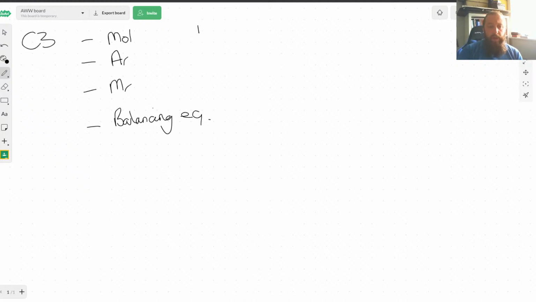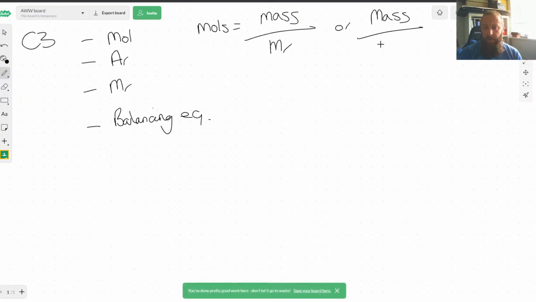We looked at a formula that was moles equals mass over molecular mass. Or if we're looking at atoms, we can look at mass over atomic mass. And that was pretty much where we got up to when we did this on Monday. And realistically, for most of today, we're actually not going to do anything extra to that.